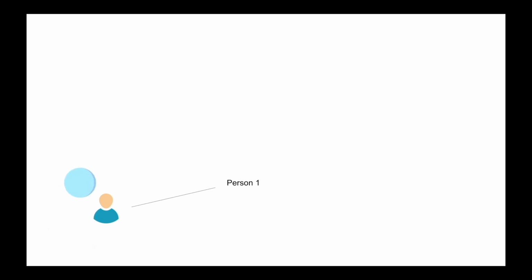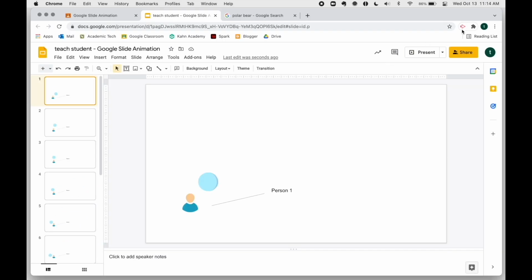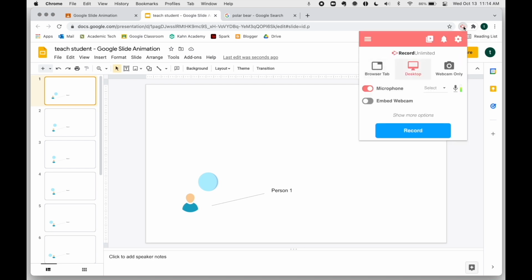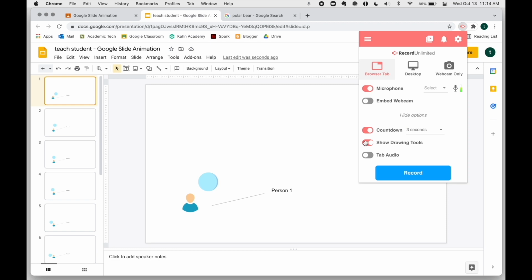If you're like, all right, this looks great, and you're ready to actually record it, what you'll do is go into Screencastify and check the settings first of all. You want to record the browser tab. You can decide whether or not you want the microphone on or off. For my particular animation, I'm going to decide to have it off, but you could have your animation be with your voice recorder. I would turn off drawing tools, and I like to leave the countdown on.